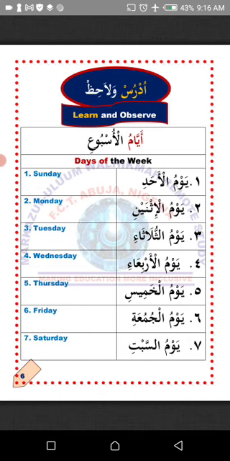Now we talk about Ayyamul Usbu', days of the week. Remember that Ayyam is the plural form of Yawm. Yawm is singular, Ayyam is plural. Al-Usbu' means week, whose plural form is Asabi'u, just like Masabih. I hope you understand.